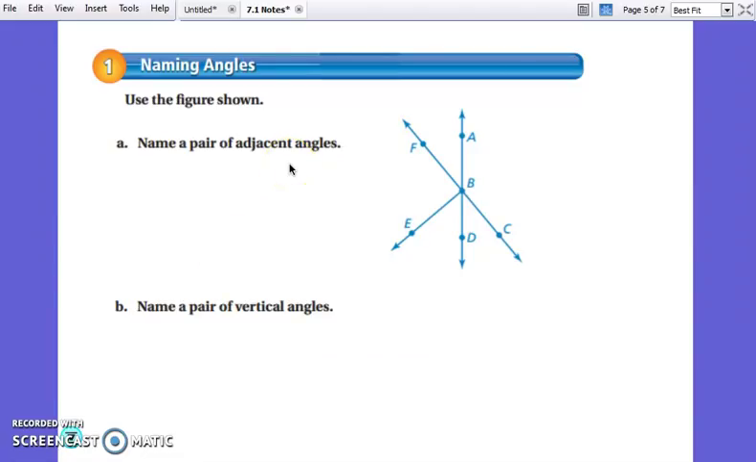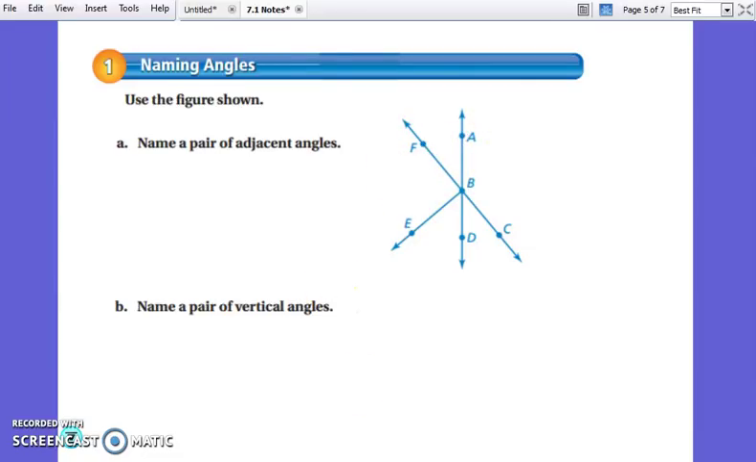Example 1 says naming angles. Use the figure shown. Name a pair of adjacent angles. Again, don't forget, adjacent angles share a line. So, can you think of any adjacent angles that you see here? One of them could be ABF.